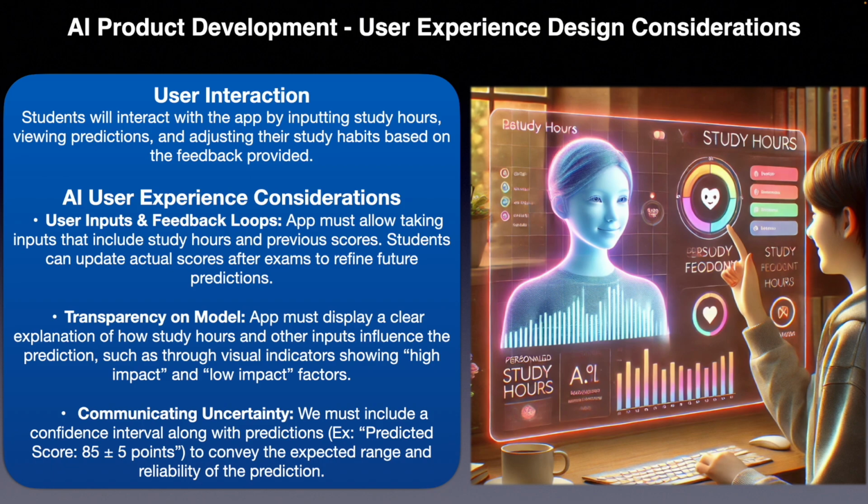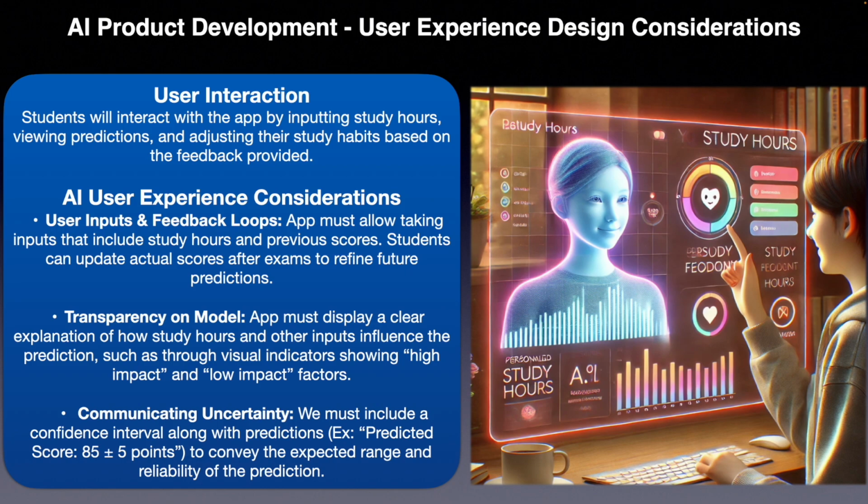The app must allow taking inputs that include study hours and the previous course, and users could update the actual scores after the exam to refine future predictions. Transparency of the model is also very essential. The app must display a clear explanation of how study hours and other inputs influence the predictions, such as through visual indicators showing whether a factor a user inputs has a high or low impact.